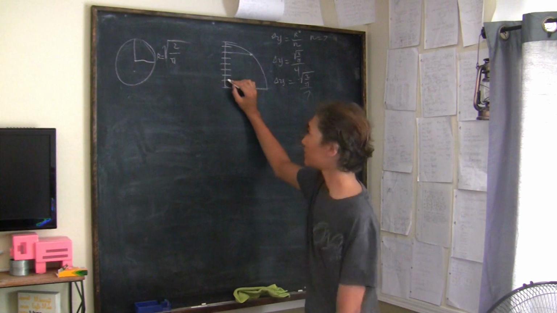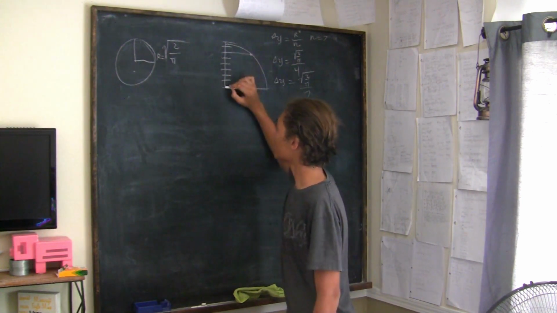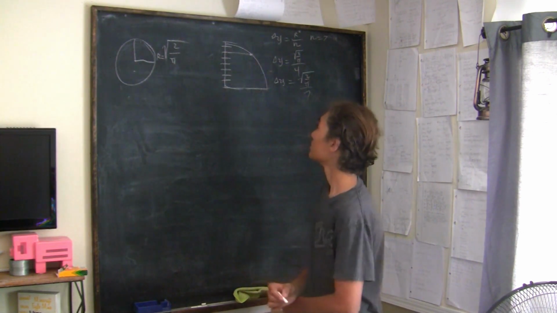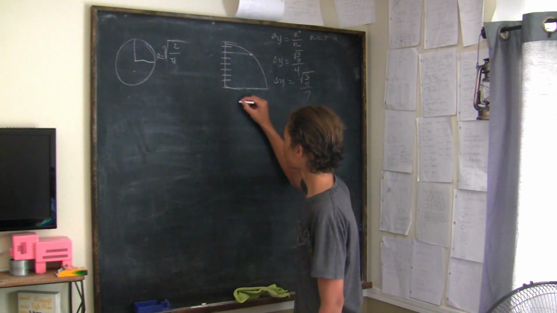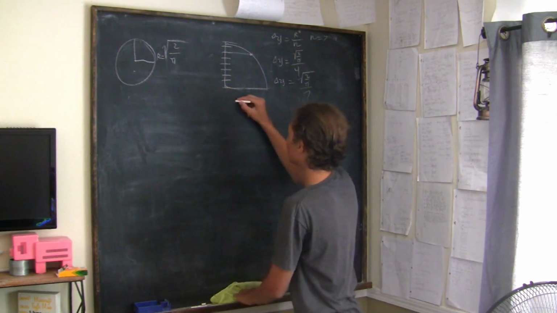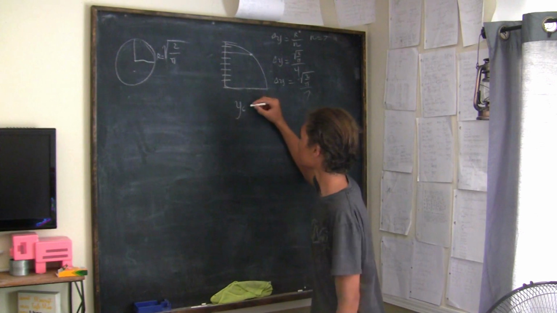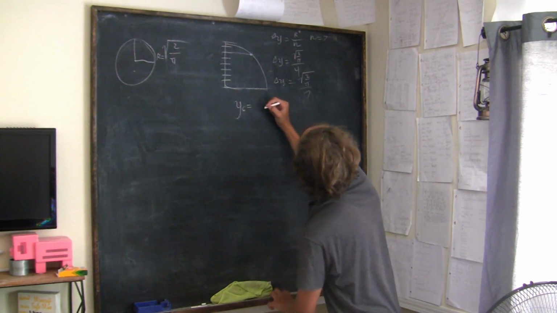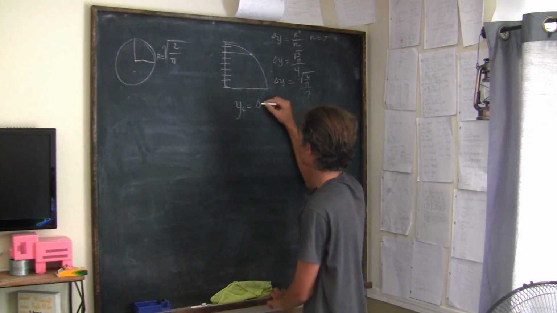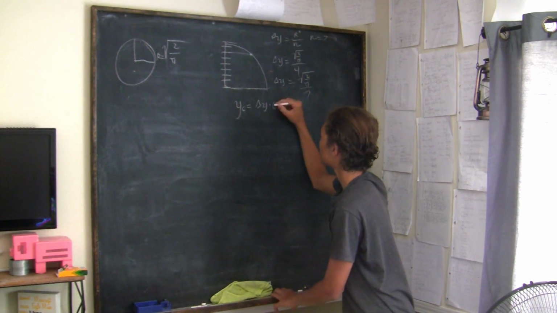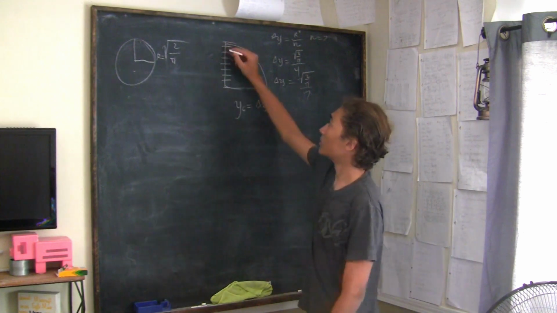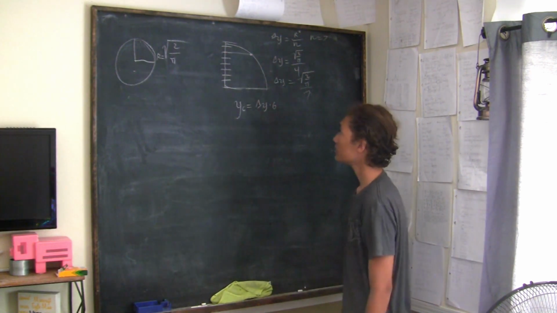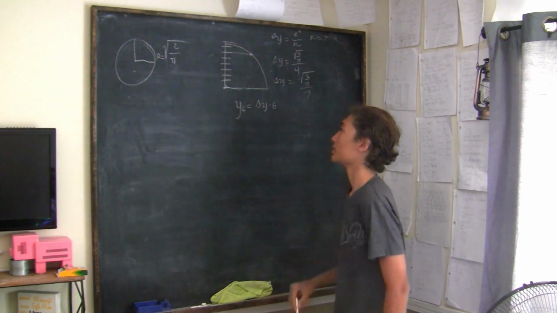So what we're going to do is represent u as the number of lines. So 1, 2, 3, 4, 5, 6. So this is line 6. So y 6 is equal to delta y times 6. And so that is going to be the y coordinate of this right here, assuming that this is the origin right here, because we're just putting this y coordinate.